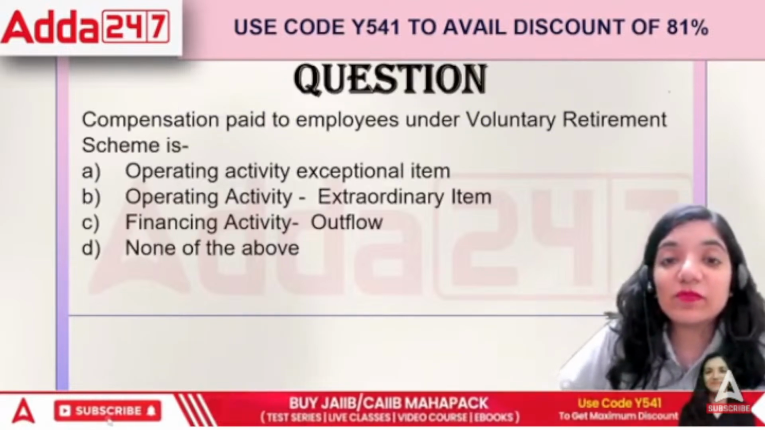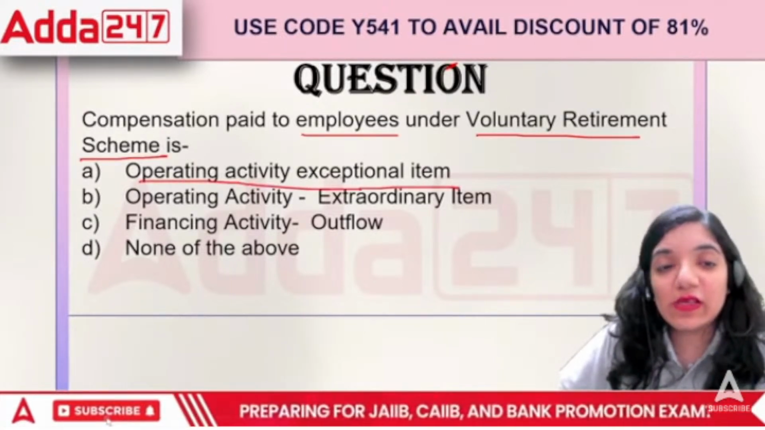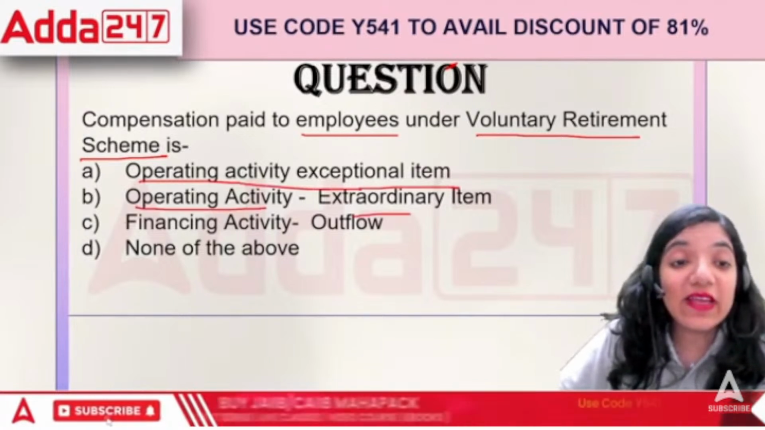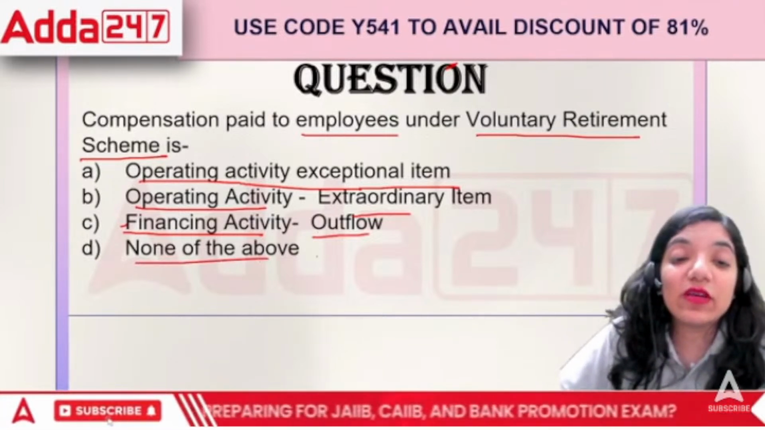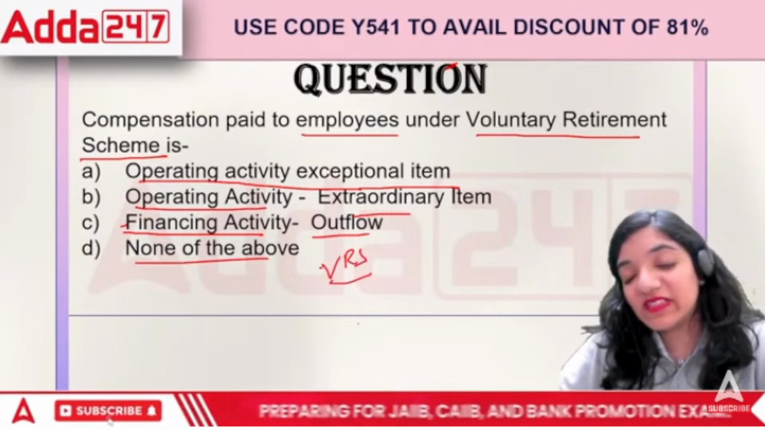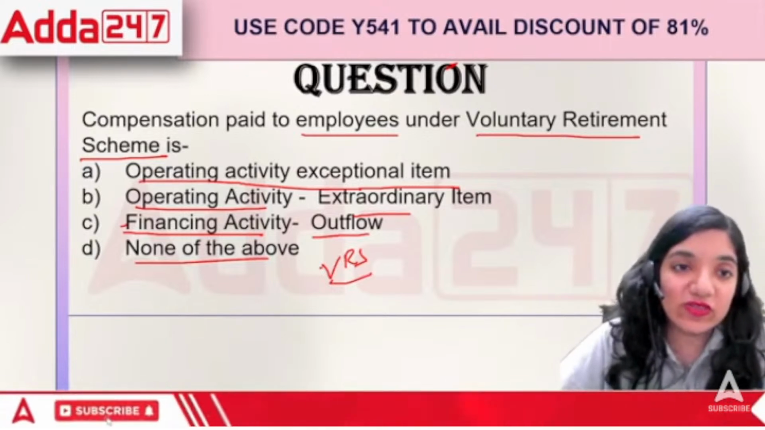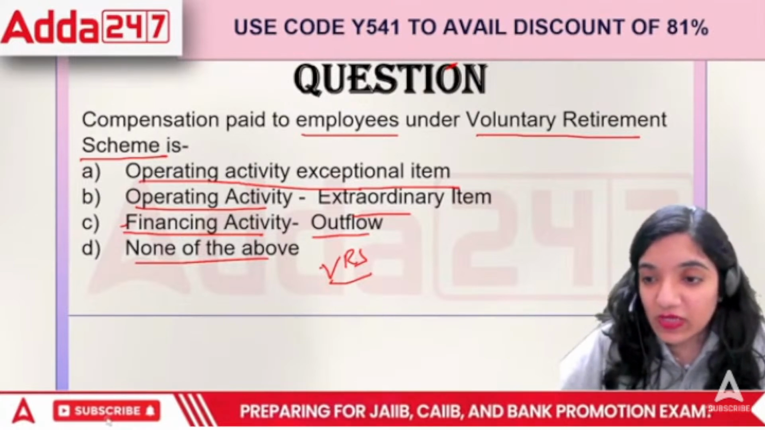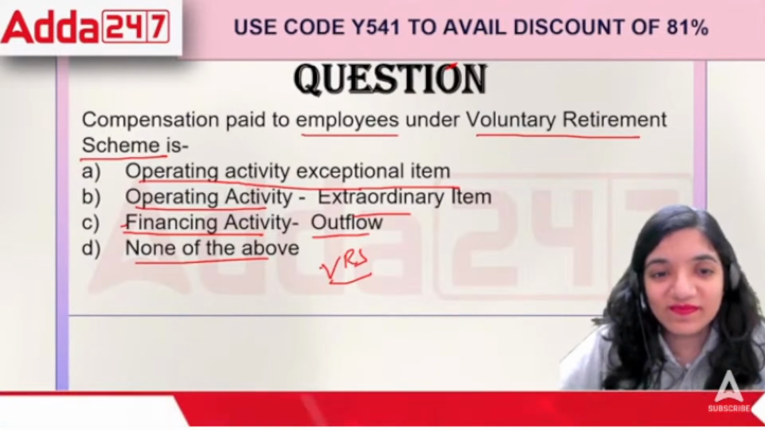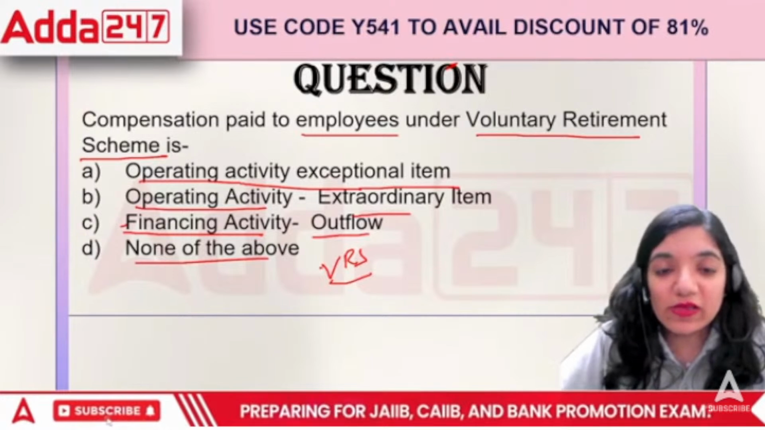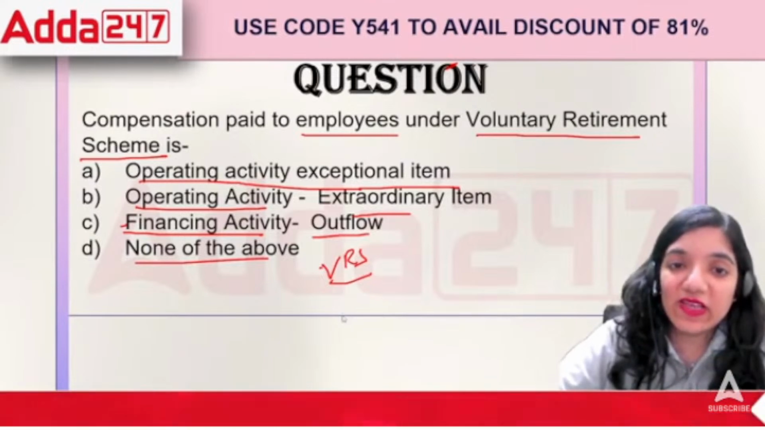Next question. Compensation paid to the employees under voluntary retirement scheme is an operating activity, exceptional item, operating activity, extraordinary item, financing activity, outflow, or none of the above. Any compensation given to the employees as VRS, voluntary retirement scheme, when people are leaving or retiring from the organization, that person who is retiring will get a voluntary retirement amount. That is what they call VRS.